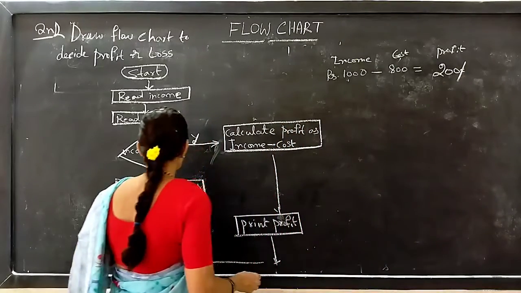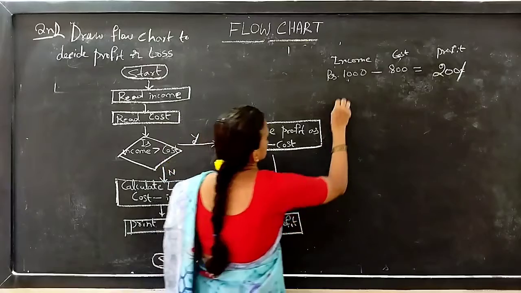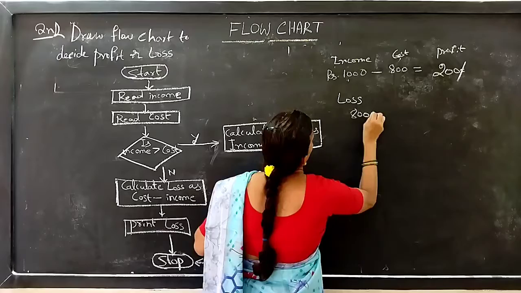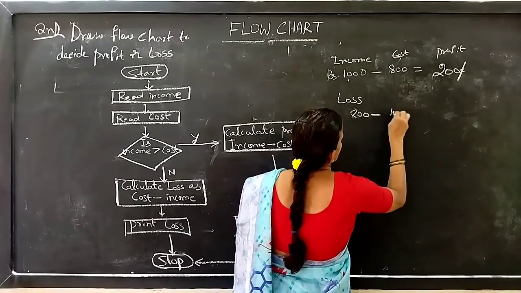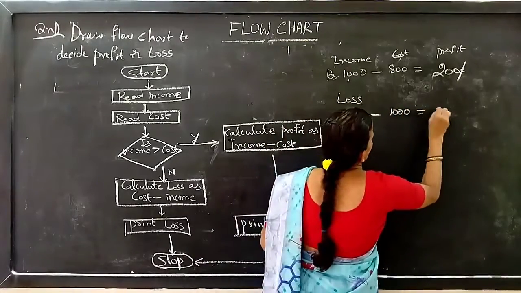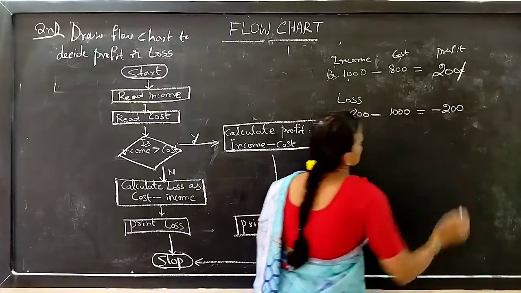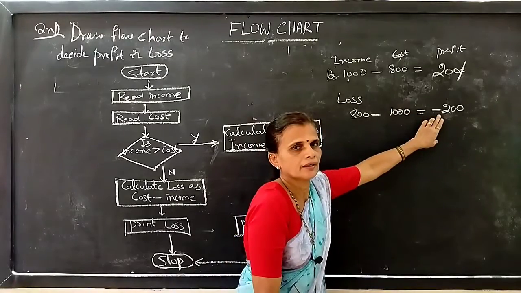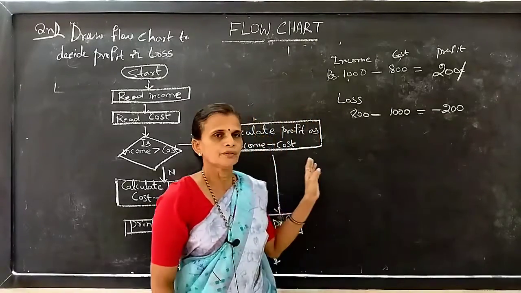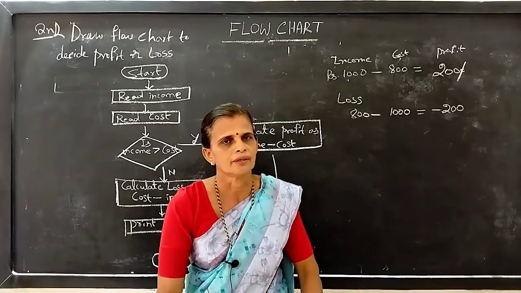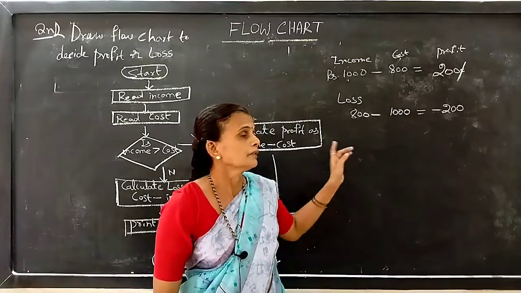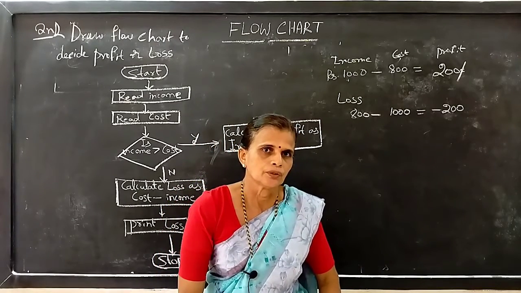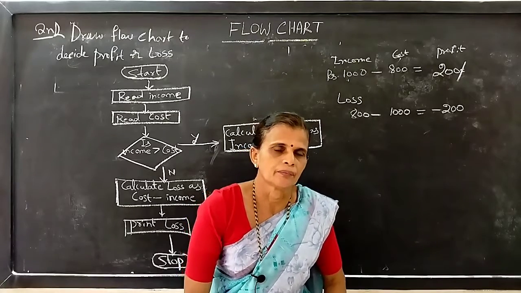Now in this case, loss means cost is 800 we take and income 1000, so it will be minus 200, isn't it? See here cost is more than income, so that is a minus 200. So it is very useful in our business life. Based upon the profit we will get, we can start a business like that. So it is very important in our business life also.